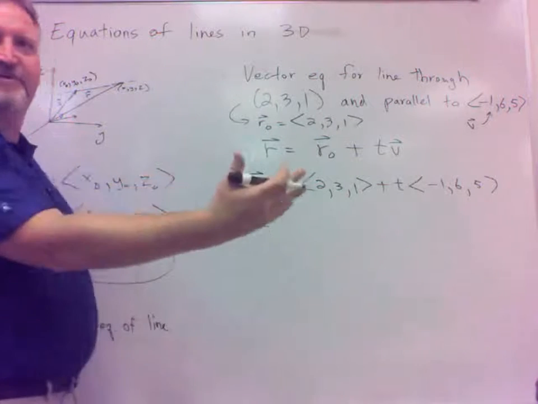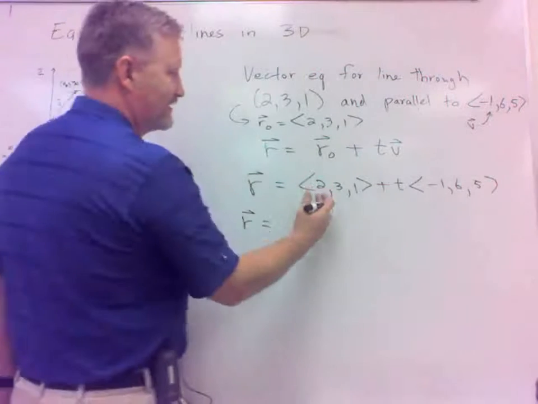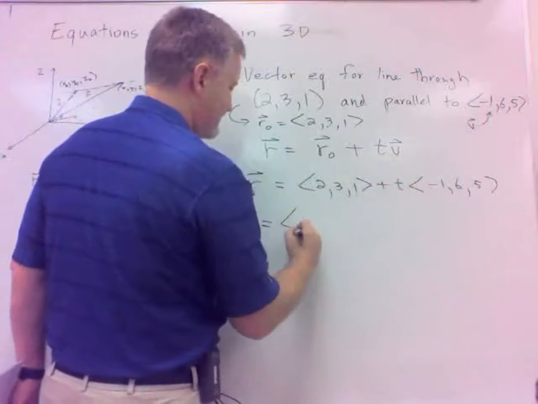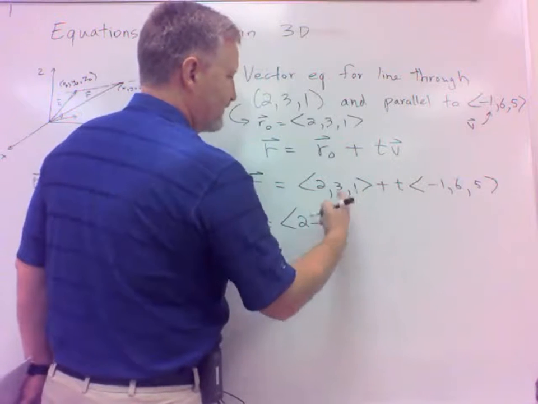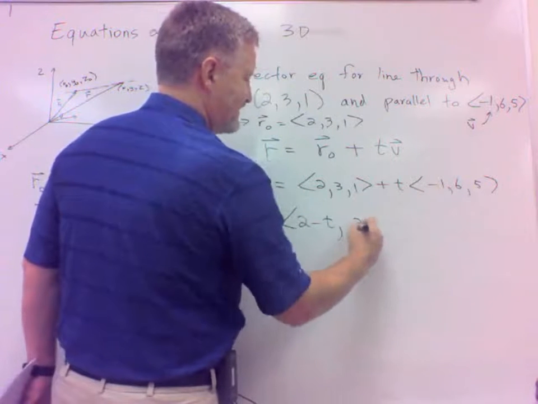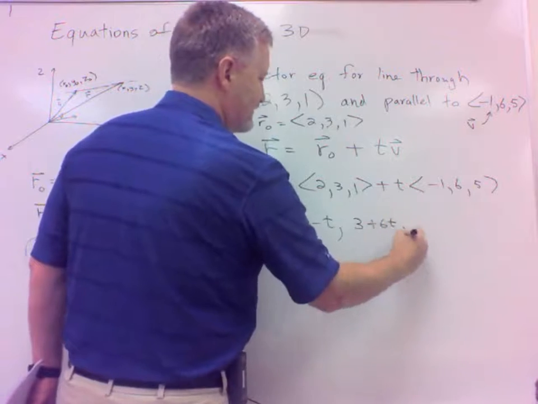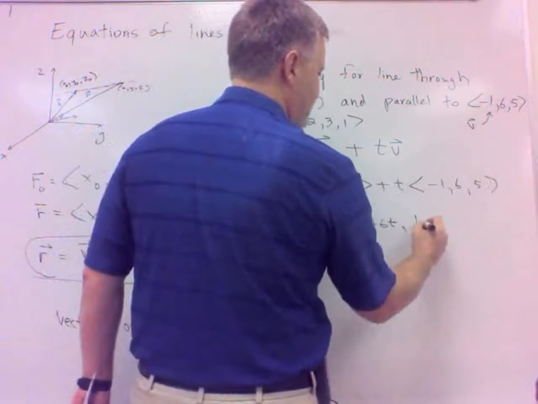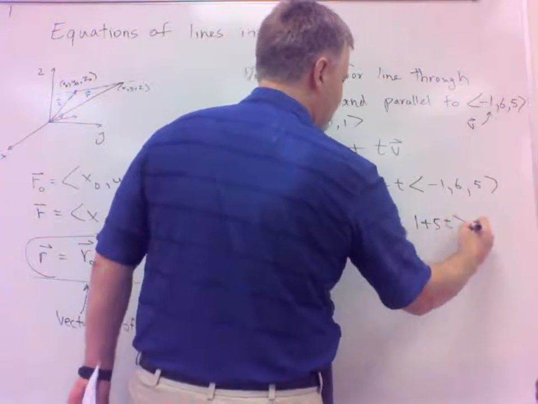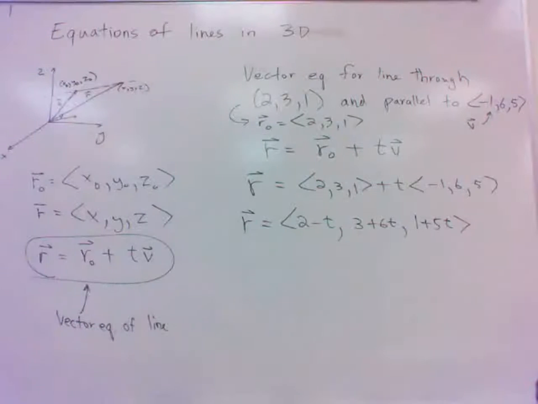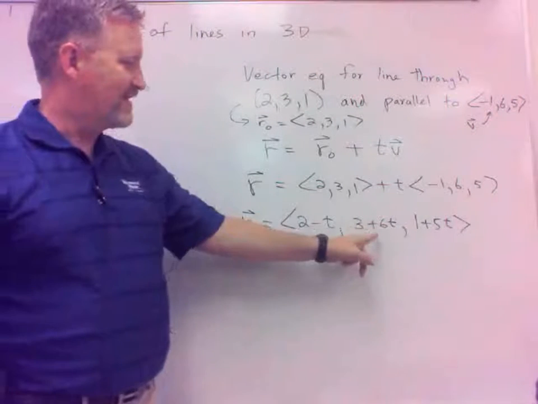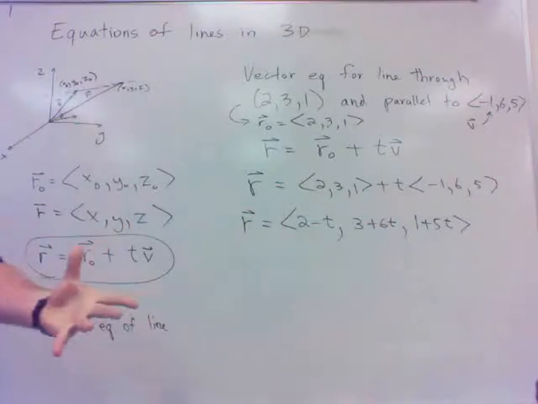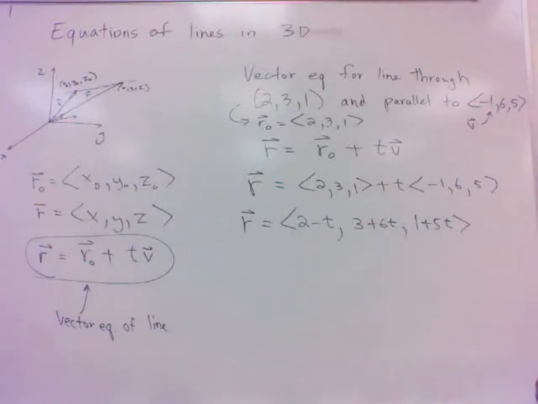So what does that R vector look like? You're just adding components, right? So it'd be 2 minus t, 3 plus 6t, and then 1 plus 5t. Does that look familiar? Isn't that x, y, and z from the parametric? It's the same thing. It's the very same thing.